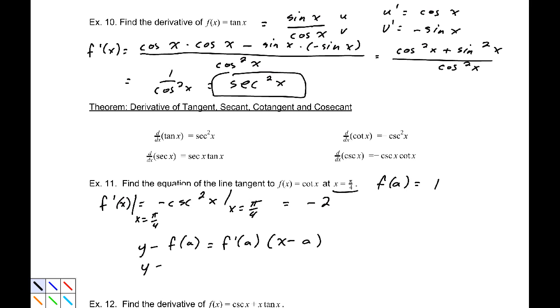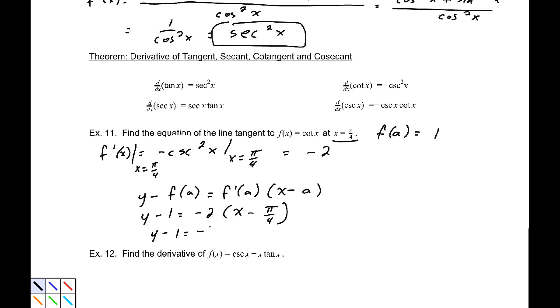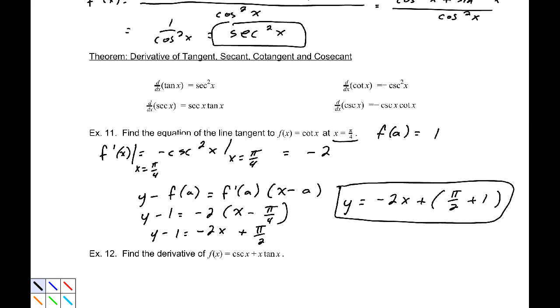So we have y minus 1 equals minus 2 times x minus pi over 4. Distributing, we have y minus 1 equals minus 2x plus pi over 2. And adding 1, we find the equation of this line is y equals minus 2x plus pi over 2 plus 1. I'm going to leave that as an exact statement.